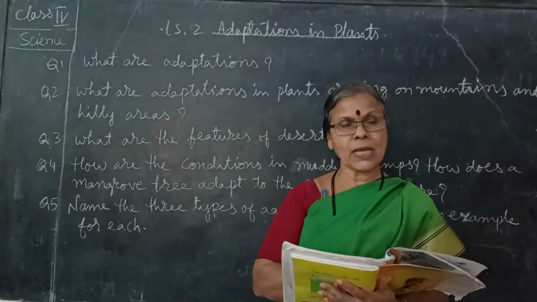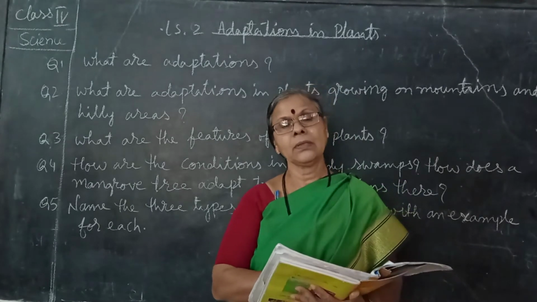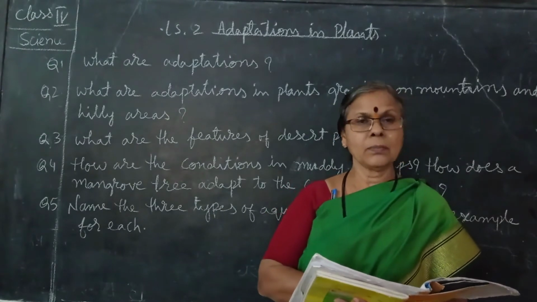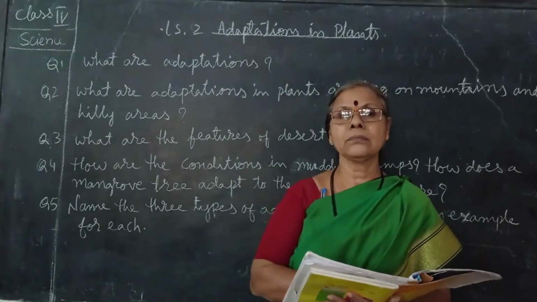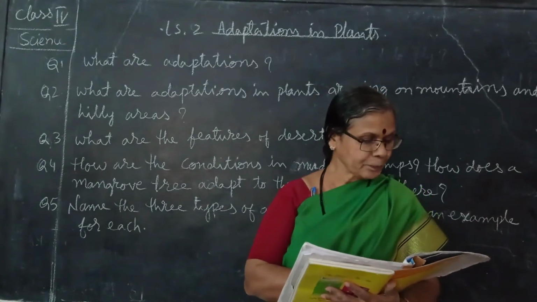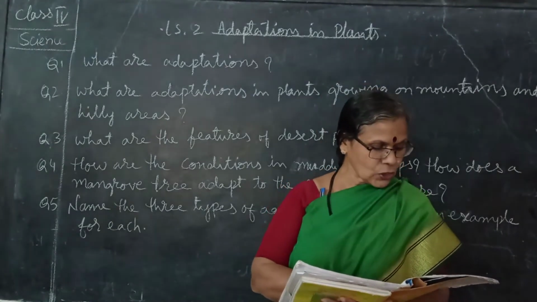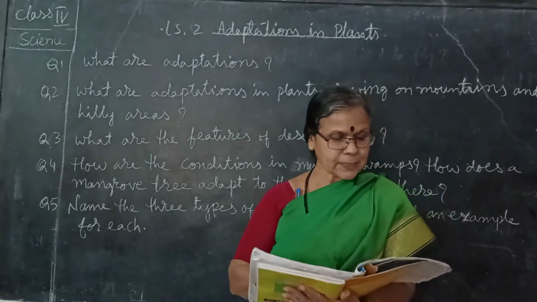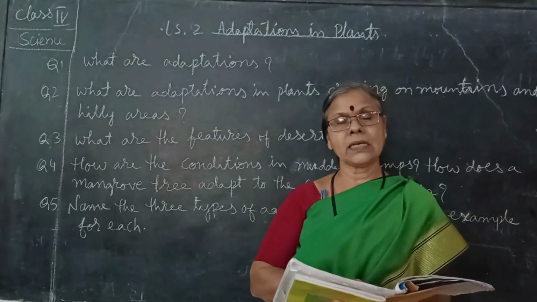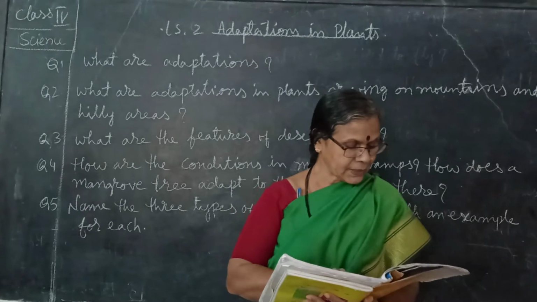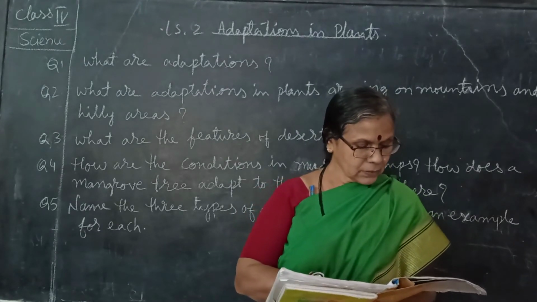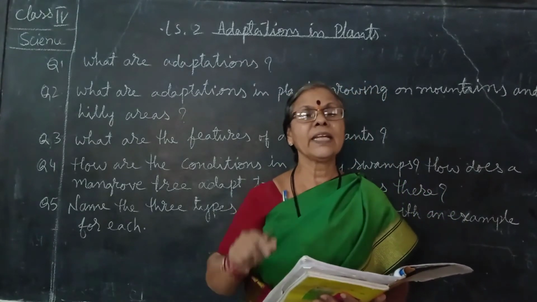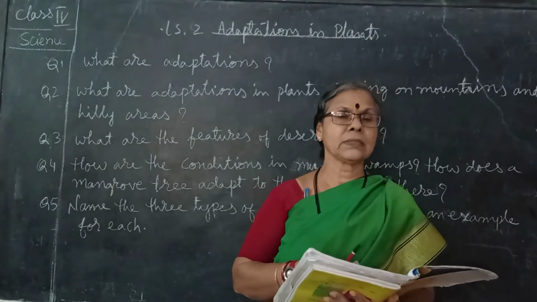Then plants in muddy swamps. The mangrove plant we have here in the textbook. There are many plants which are growing in the muddy swamps. We can remember only one example, that is mangrove tree. Okay, plants in coastal areas also, coconut tree. Turn to page number 198. Coastal areas, coconut trees are growing in plenty, abundant. So you have to see the tree trunk and the leaves also of this coconut tree.